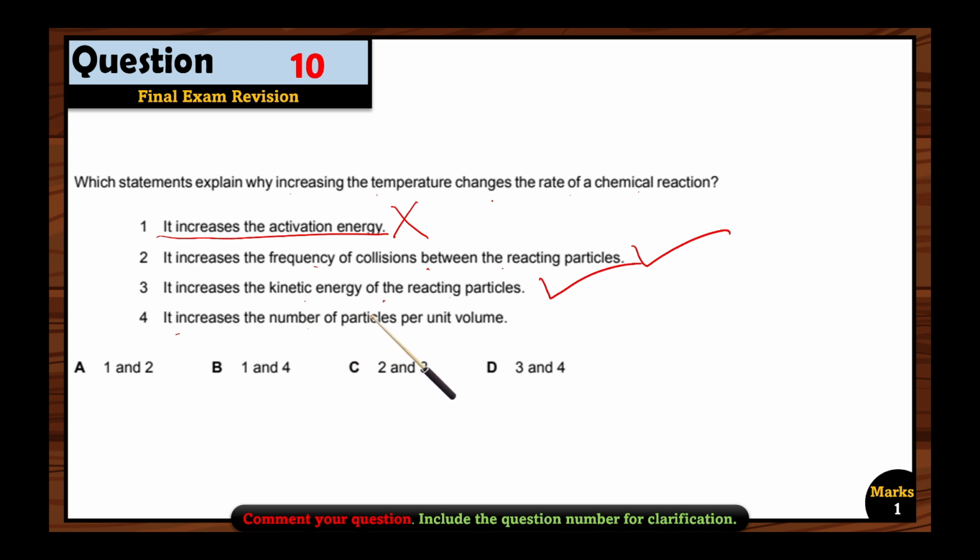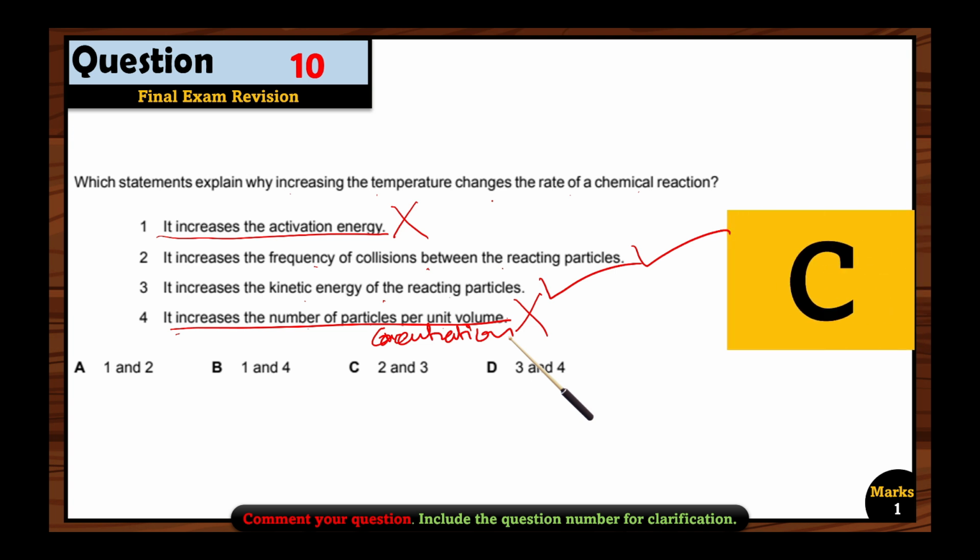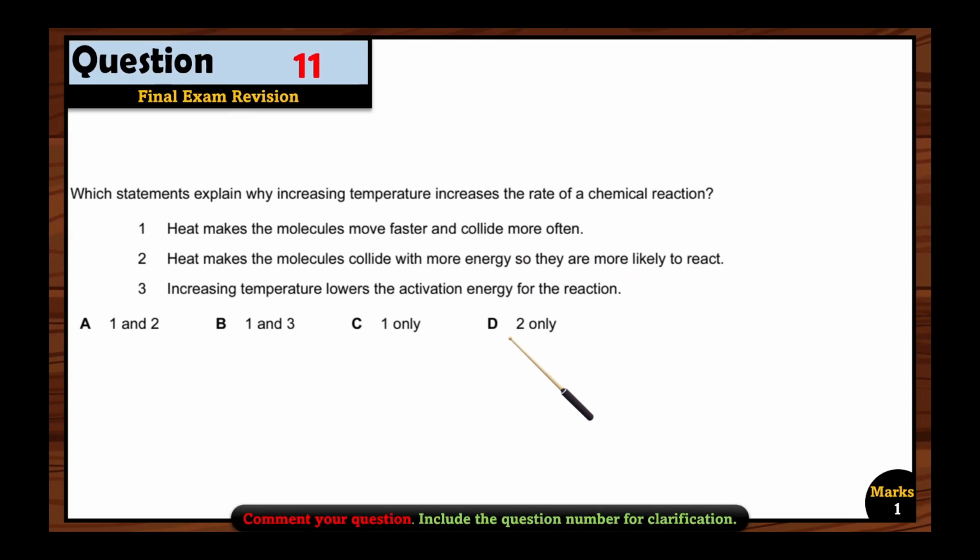It increases the number of particles per unit volume. Wrong. It has nothing to do with the increase in the number of particles per unit volume. That is actually happening in concentration, right? When you increase the concentration, the particle number increases. So only option 2 and 3 is right. That is option C.